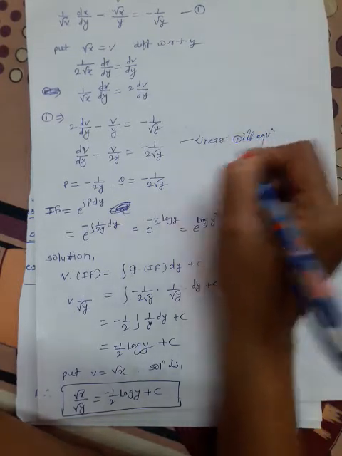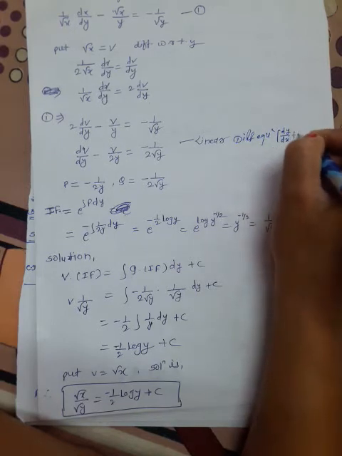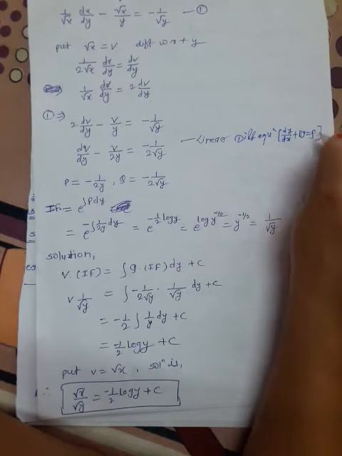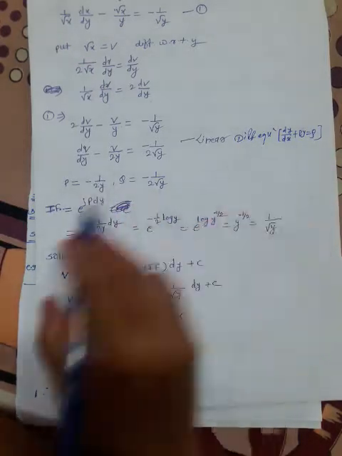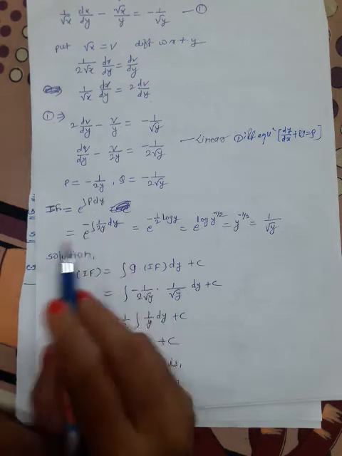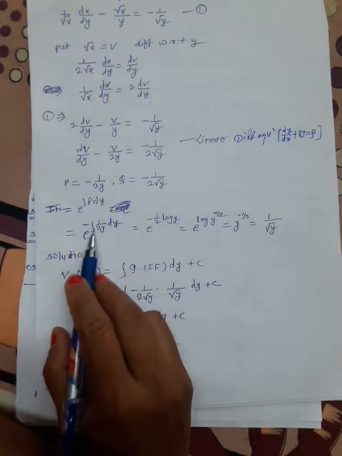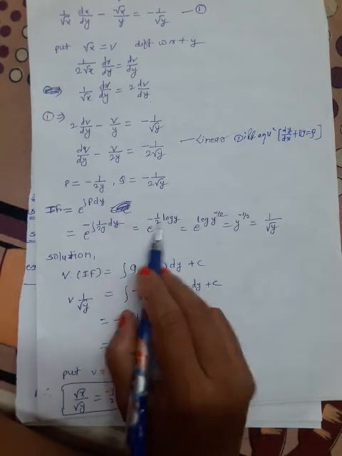This is of the dy by dx plus py is equal to q, right? Therefore, by comparing this p and q, we get this integrating factor is equal to e raised to integration of p dy. Put this value of p here, take minus 1 upon 2 outside, 1 upon y integration with respect to y is log y.